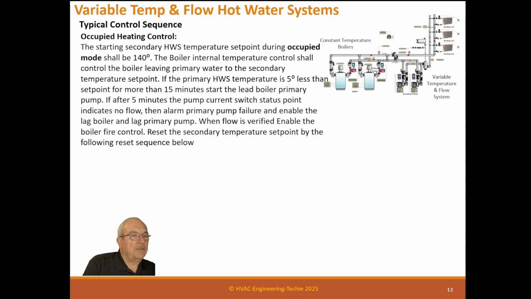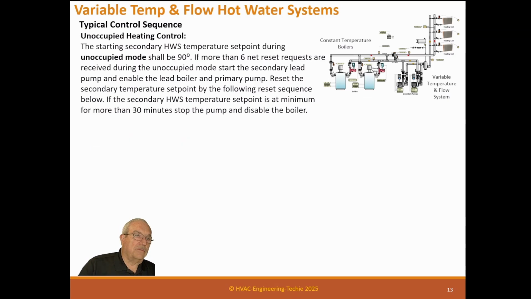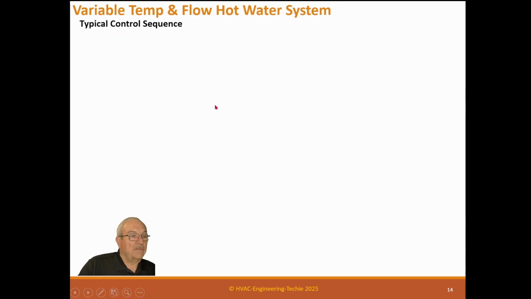If after 5 minutes the pump current switch status point indicates no flow, then alarm primary pump failure and enable the lag boiler and lag primary pump. When flow is verified, enable the boiler fire control. Reset the secondary temperature set point by the following reset sequences. Now the unoccupied mode is exactly the same, except the set point is 90 degrees instead of 140 degrees.